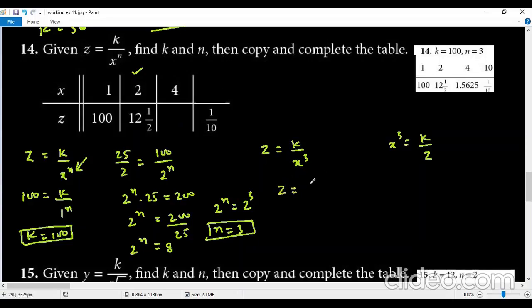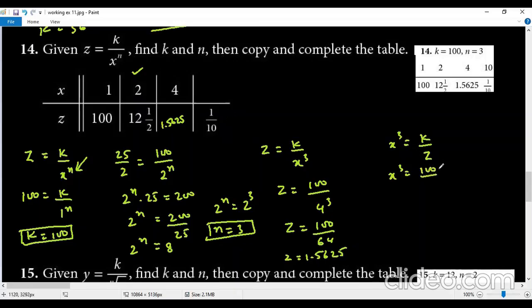Now z equals k over x cube. k is 100, already given, and now we are finding out z, so x is 4. That means 4 cube. So z is equal to 100 over 4 cube. 4 cube is 64, and when 100 is divided by 64, it's going to give you 1.5625. So you may write 1.5625 here.